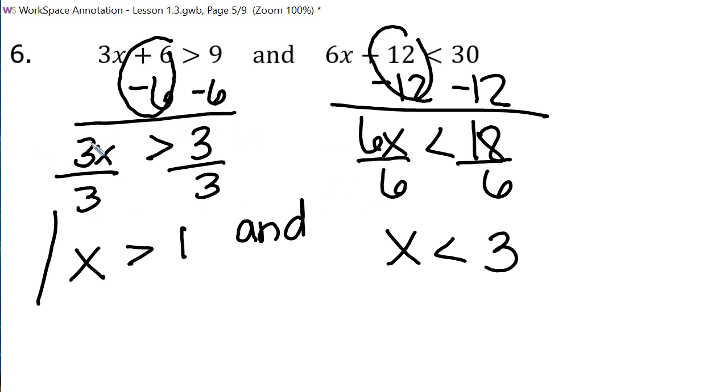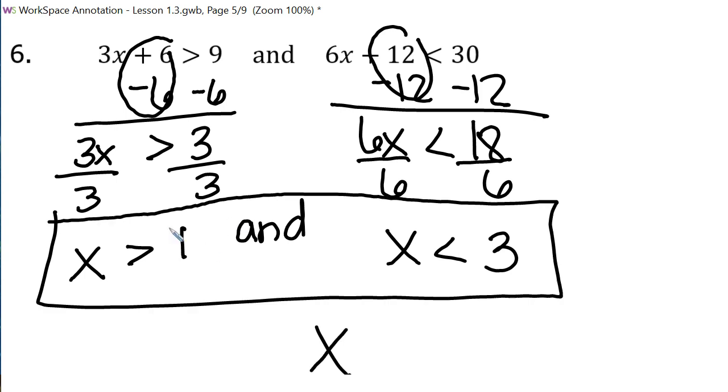You could write it like this. Either one of those would be a correct answer, because x is less than 3 is right here, and x is greater than 1 is right here. So then you just flip it.